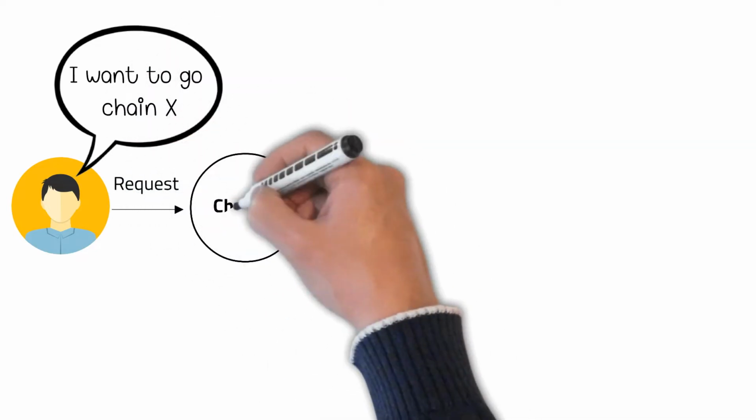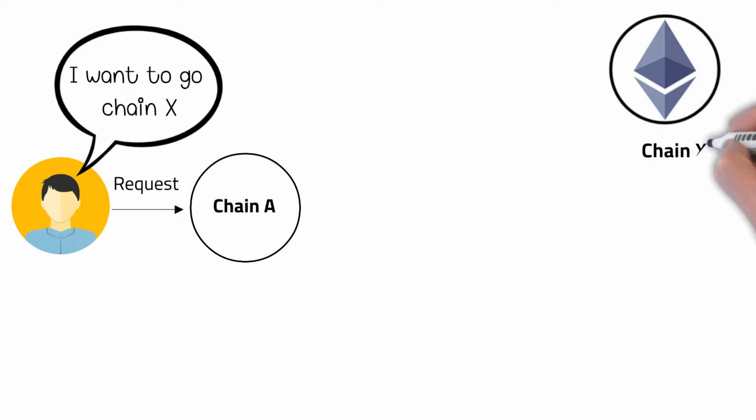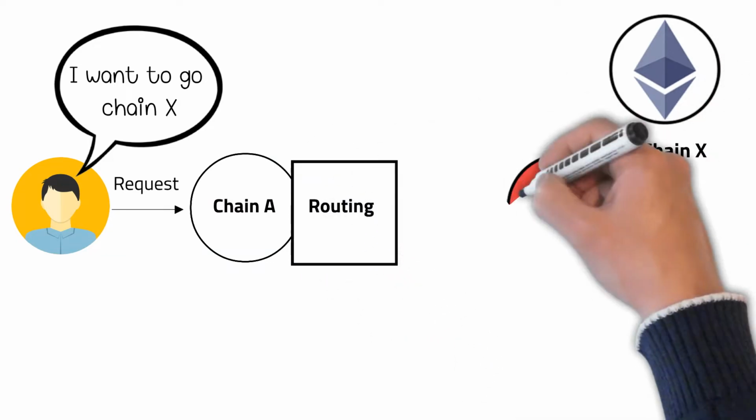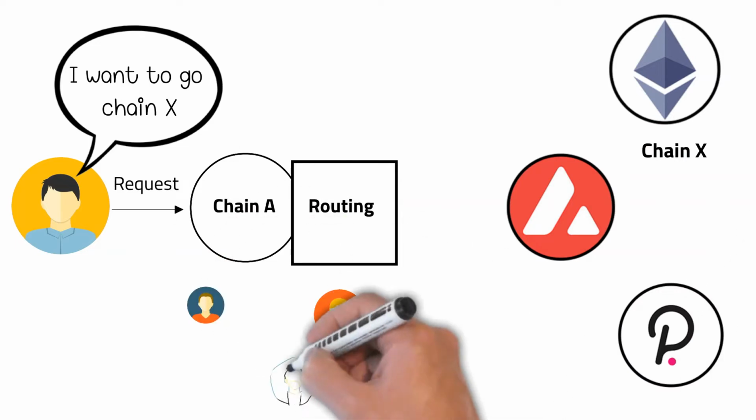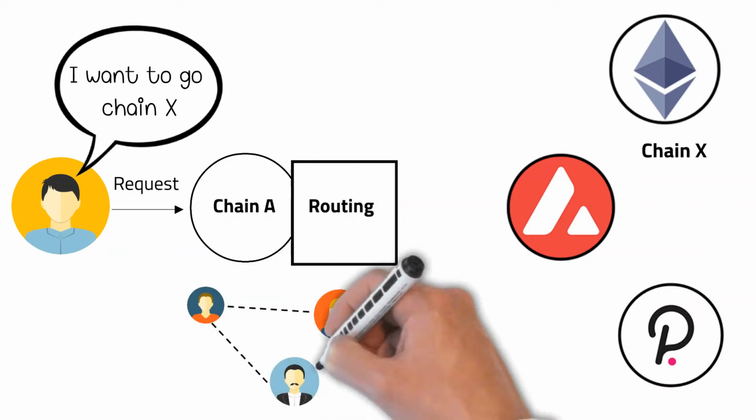Therefore, when a user wants to cross-chain from chain A to chain X, the system sends a request, and Axelar will have to do routing to find a route to chain X. Validators will then confirm this part of the request first.